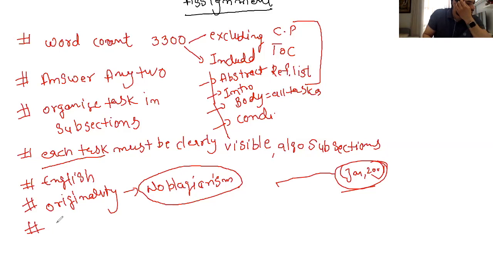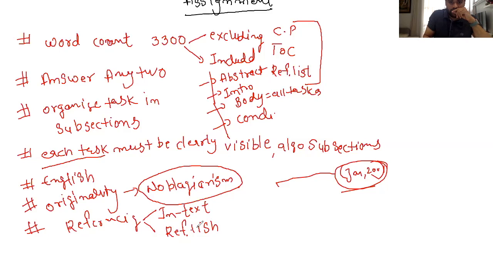And the last thing is referencing. As I said, you need in-text references in the assignment's body, and you need a reference list. So these are the minimum things that you have to focus on.